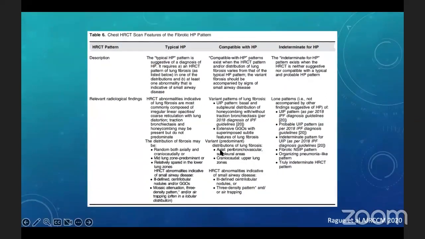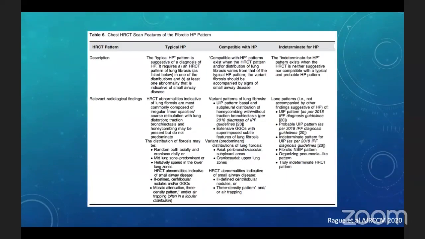Distribution would differentiate both entities. If it is diffusely seen on the axial and the craniocaudal axis, if it is upper lobe or mid-lung zone predominant with relative sparing of the lung bases, this is typical hypersensitivity pneumonitis. If it has more central and peribronchial vascular distribution on the axial axis, then this is a compatible pattern with HP.